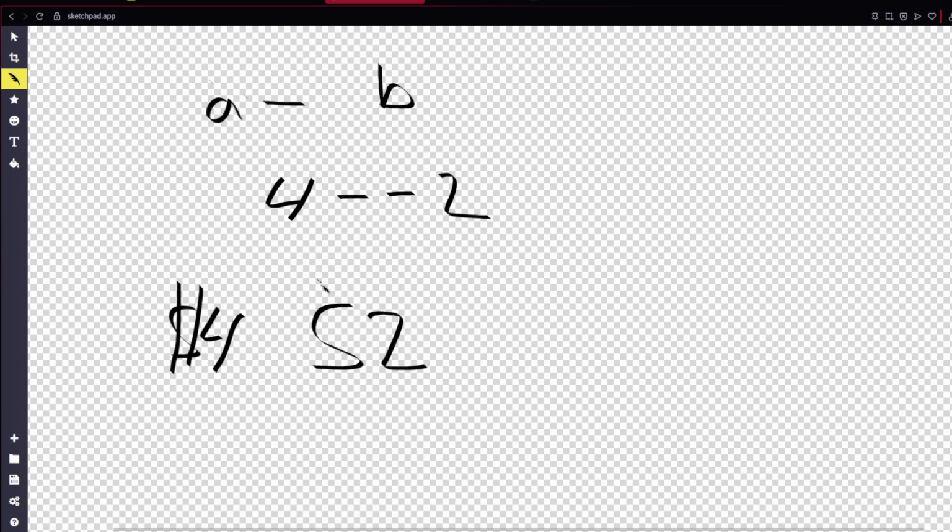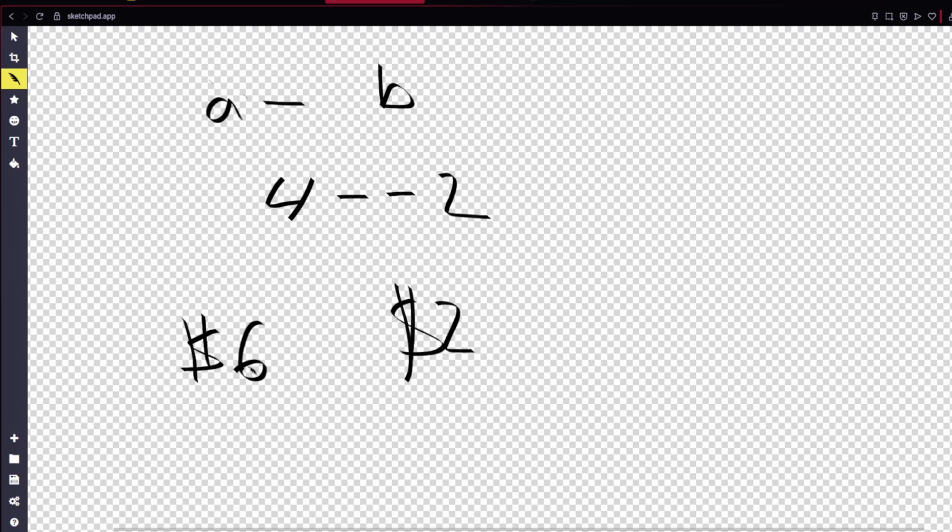Actually, let's say we have $6 and $2 in debt. That means we only have $6 in our bank account, but technically this $2 in debt makes us have $4 in the bank account. So taking away this debt, we're taking away a negative quantity, pulling it down. So that's why subtracting a negative was defined as positive, because you're taking away debt.